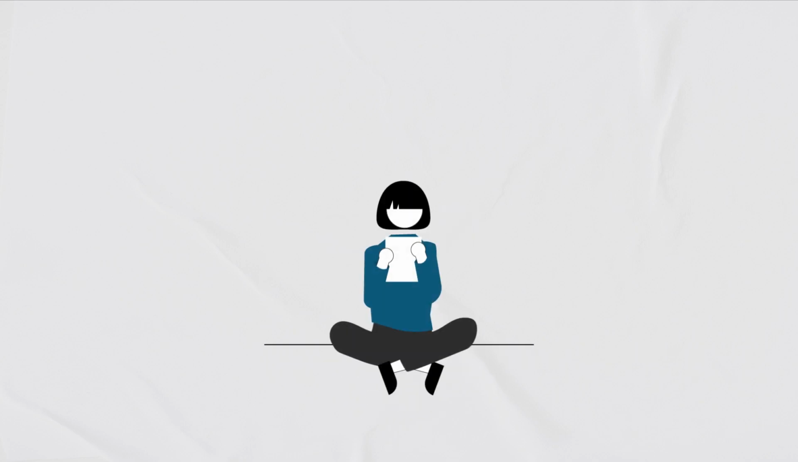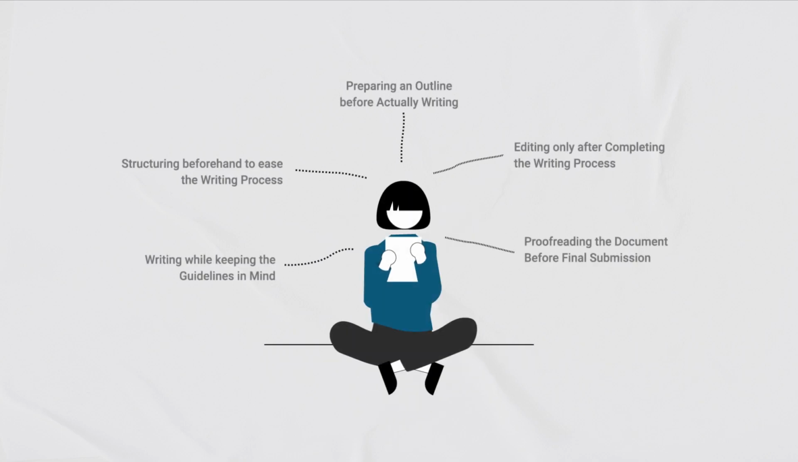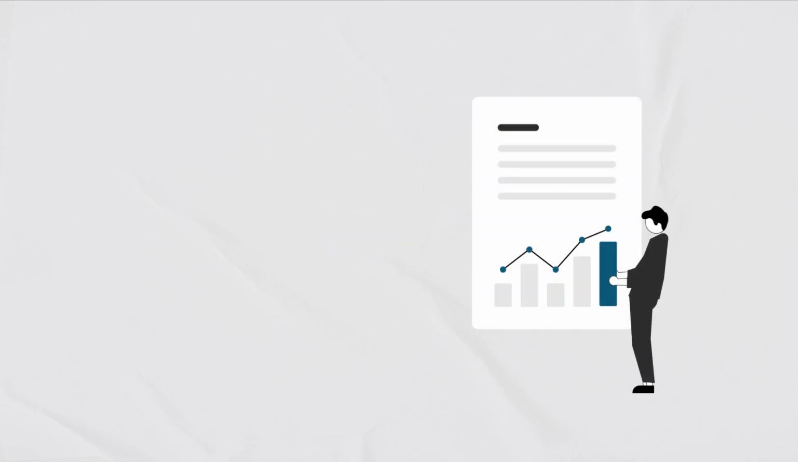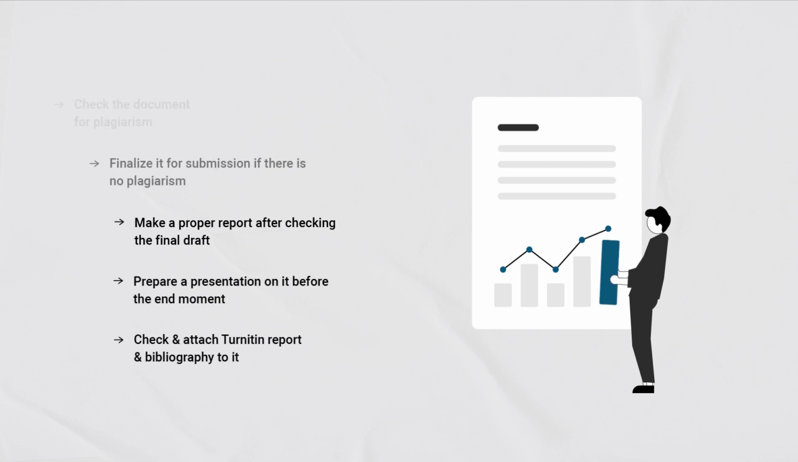The next step is to write, edit and proofread the writing to ensure it is free from any and all mistakes. The last step is to prepare the company's final report based on the conducted PESTLE analysis.